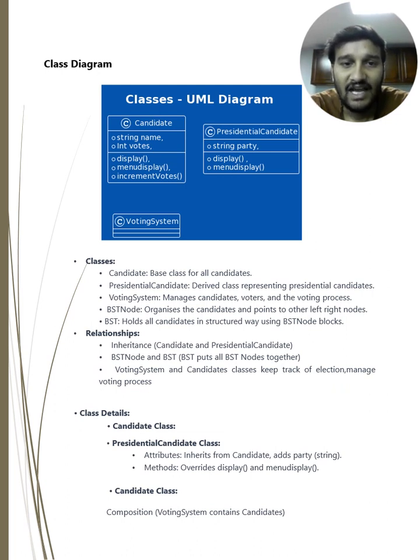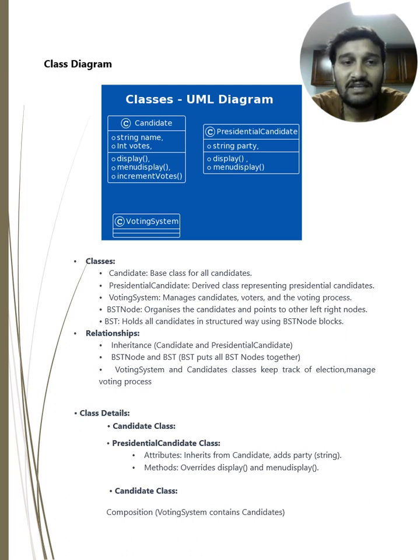Next class we have is the binary search tree, BST class. This is like a master organizer. It holds all the candidates in a structured way using the binary search tree node blocks. It helps us quickly find, add, or display candidates in a sorted order based on their names.